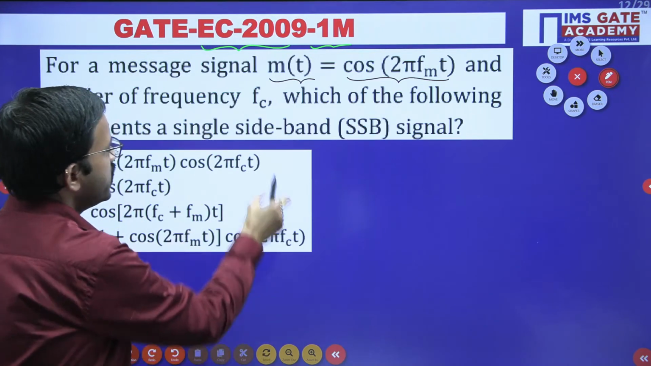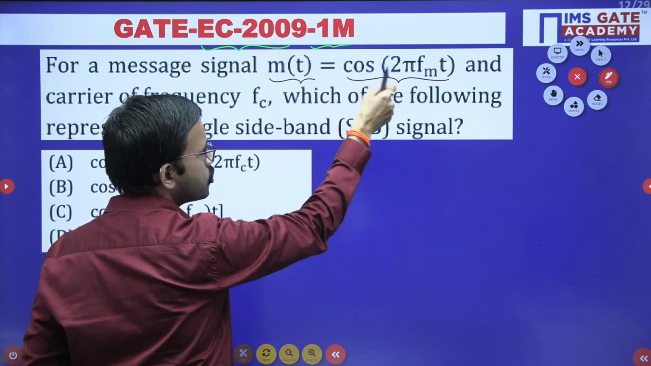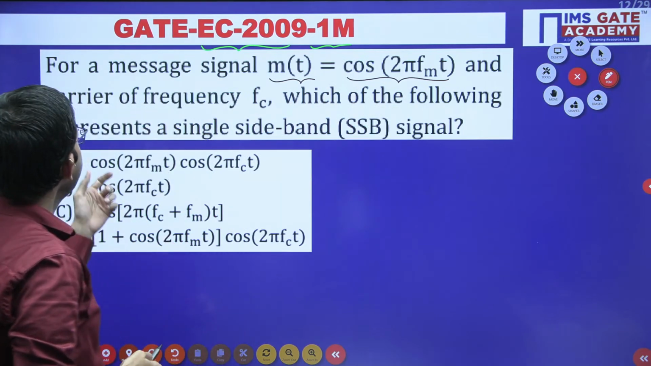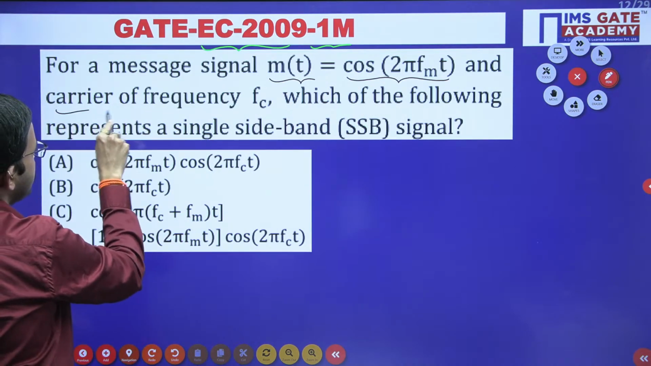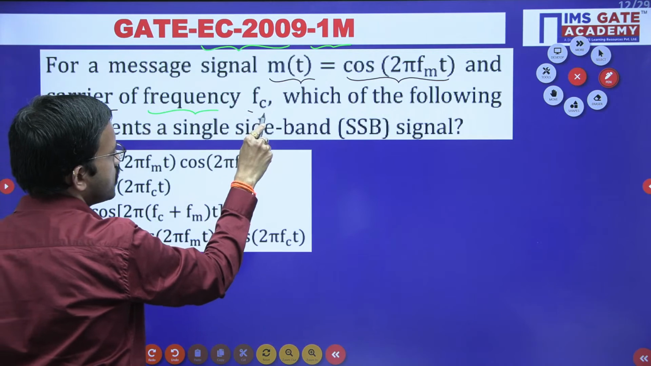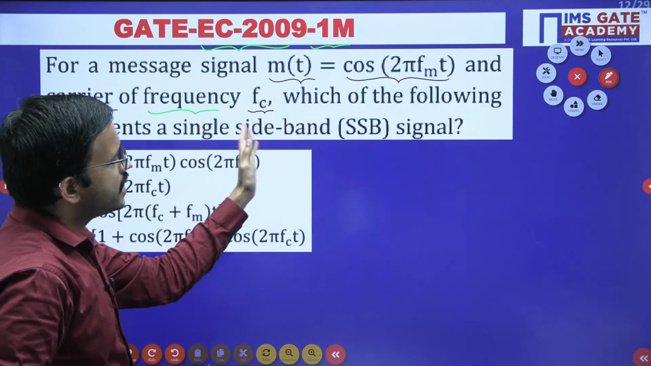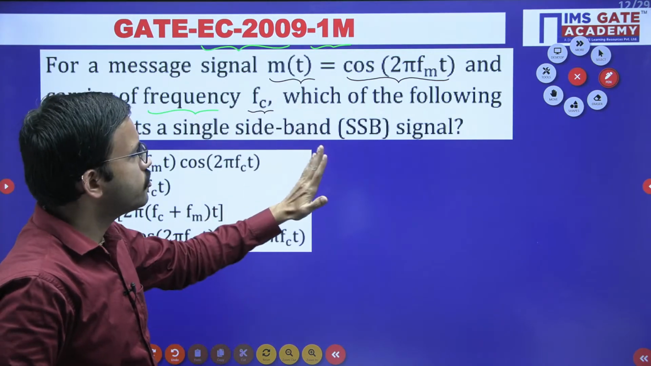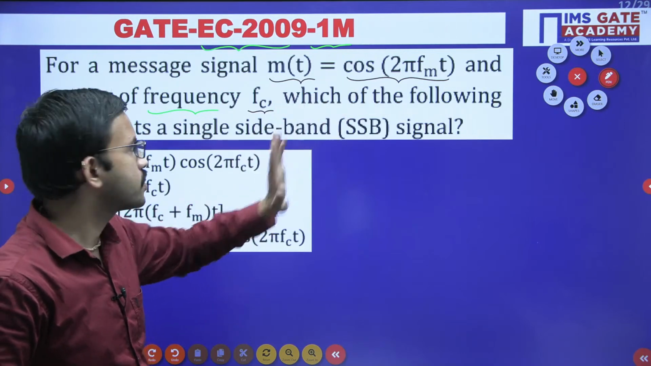So here you have the message signal as cos 2 pi fm t, and the carrier frequency they have given is fc. In general they will represent it like Ac cos 2 pi fc t. If you want, you can consider sine or cos, no problem.